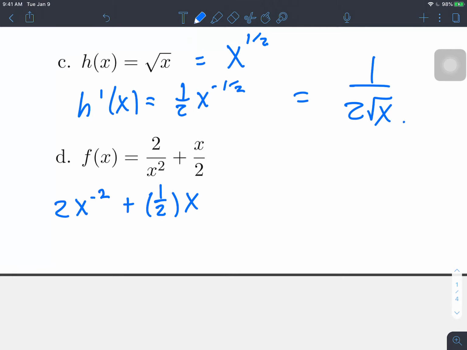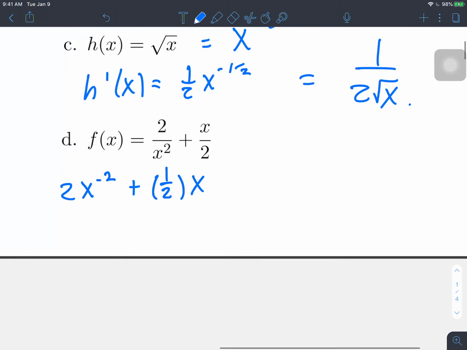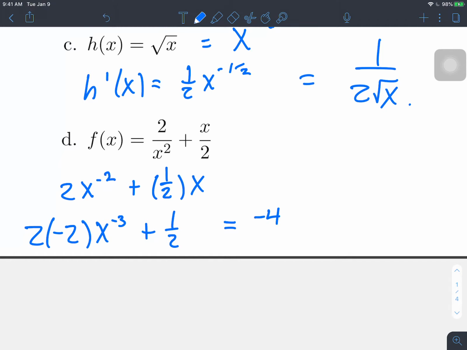I can just take that 1/2 out front and think of it as being multiplied by something. Great, and now I just apply the rule as usual. This will become 2 times negative 2 times x to the power, what should the power be? Negative 3, plus 1/2. So all in all, I get negative 4 over x cubed plus 1/2.